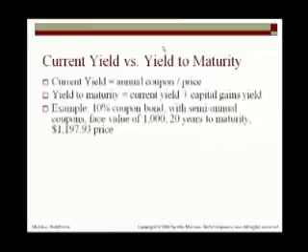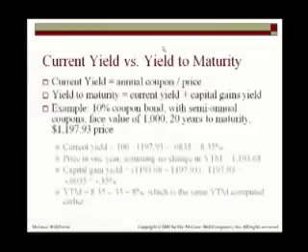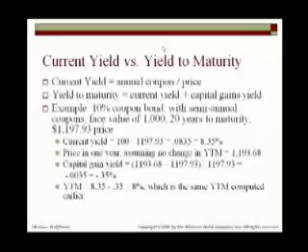Here's a 10% coupon bond, semi-annual coupons, face value of $1,000, 20 years to maturity, and $1197.93. Now that's the bond that we just got through working, and we know that the yield to maturity is 8%. We already know the answer. So let's look at this calculation. First of all, the current yield is the annual coupon divided by the price, 100 divided by 1197.93, or 0.0835 or 8.35%.